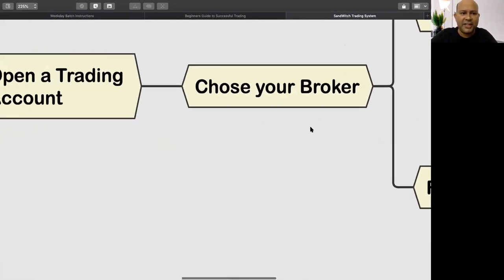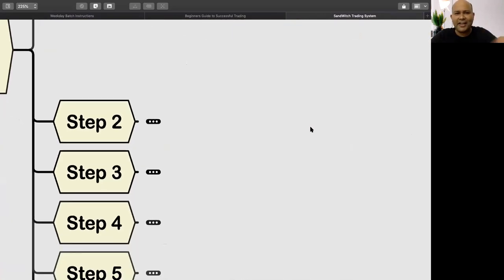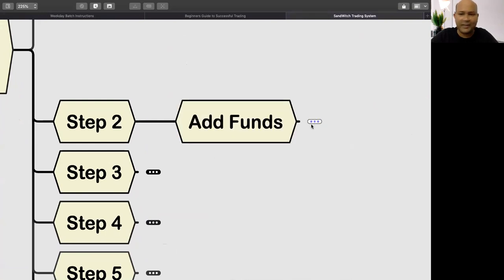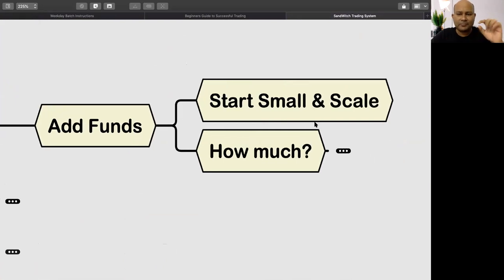Okay, is this clear? Step one is crystal clear. Okay, let's get into step two, which is add funds. I don't want to get into this too much, but there were a couple of questions around this yesterday. The best advice is start small and then scale up. Okay, start small and then scale up.